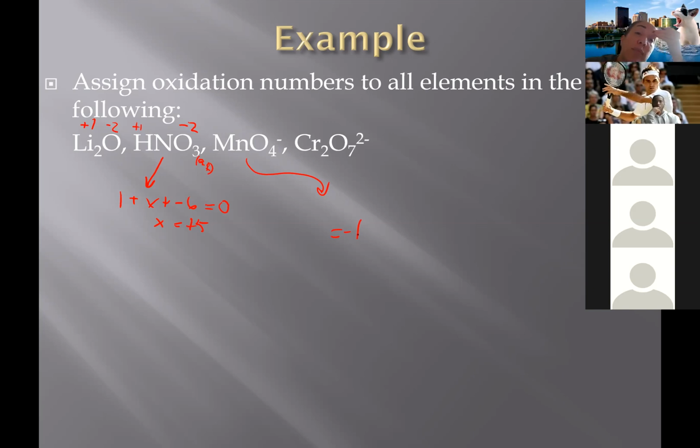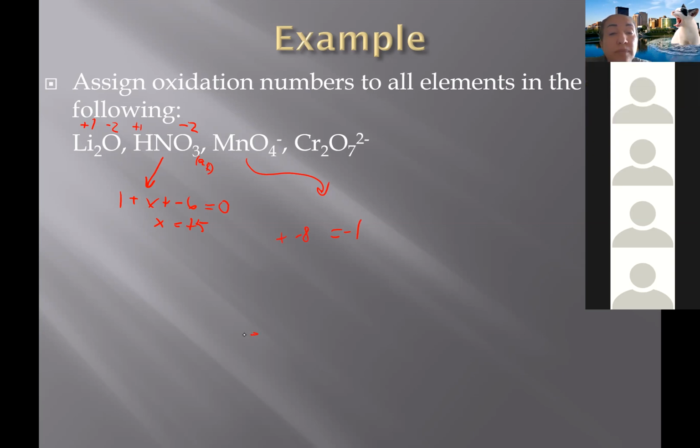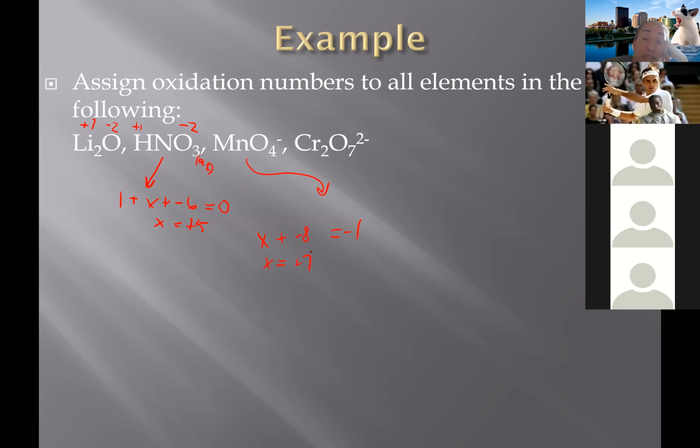Then what do I do? There's 4 -2 charges, so for the equation you put -8. Plus X. So what is the oxidation state of manganese? +7. Does everybody understand that? Yes.